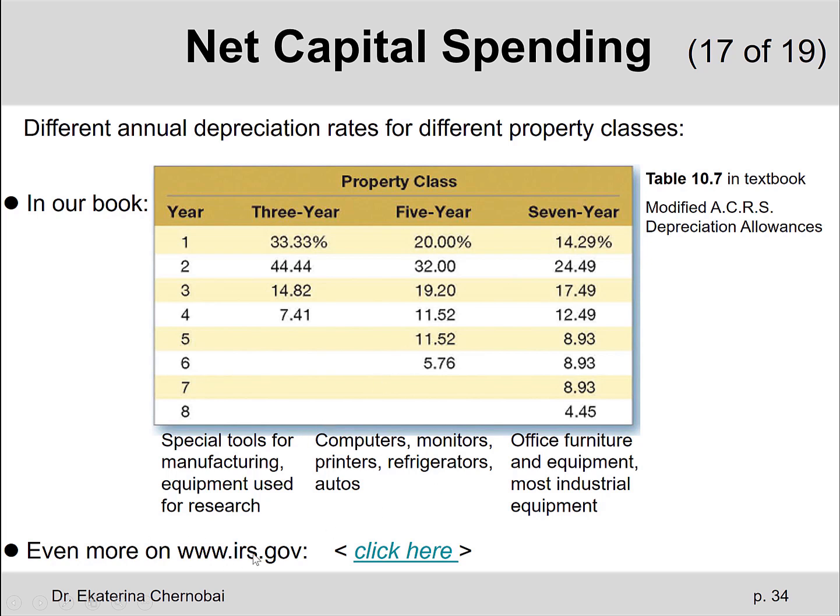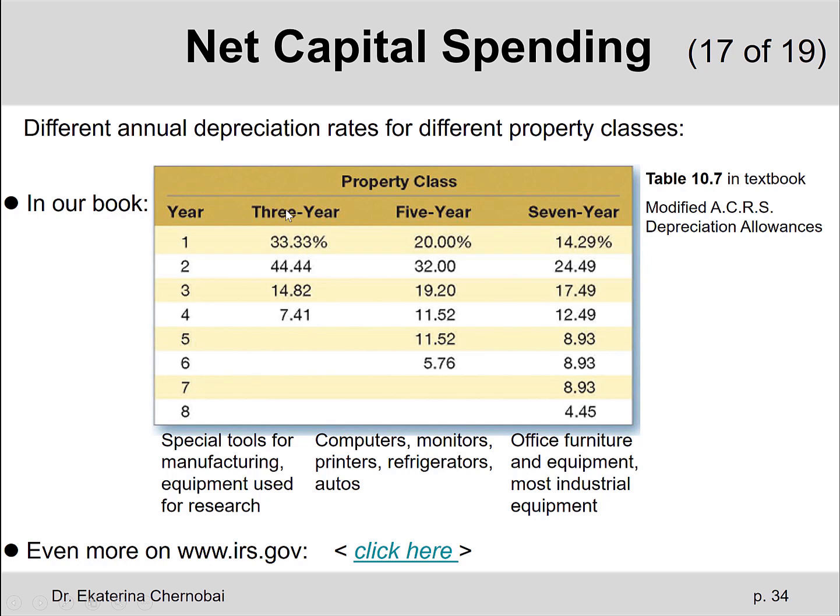On the irs.gov website, you can find a lot more different types of property classes. But we are not interested in going that deep into this topic. So in this chapter, we will only be referring to table 10.7 in the textbook, which summarizes the percentage of the original value that is lost every year.